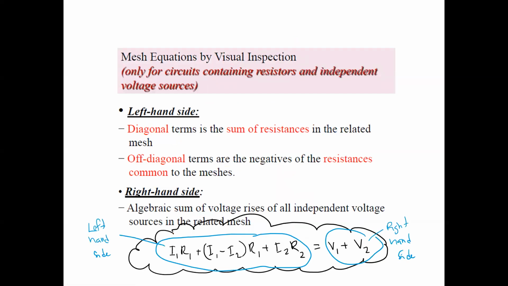When you are dealing with mesh current, for a single mesh we will obtain a linear KVL equation. Usually we arrange these linear equations into two sides. The left-hand side, as you can see here, is the summation of currents and the resistances inside the mesh, while the right-hand side is the voltage summation.